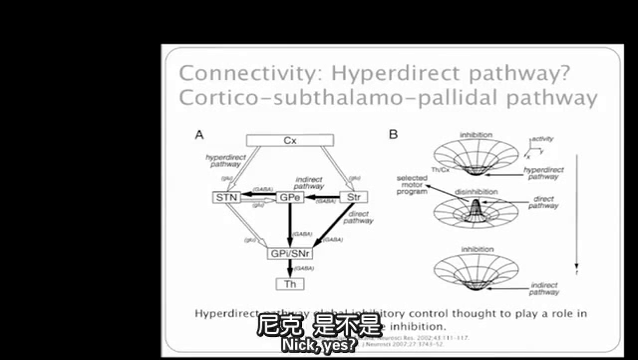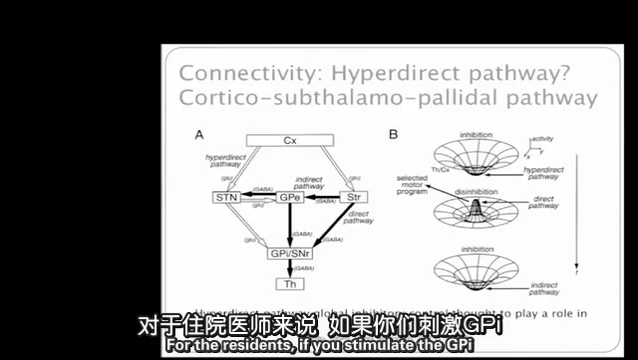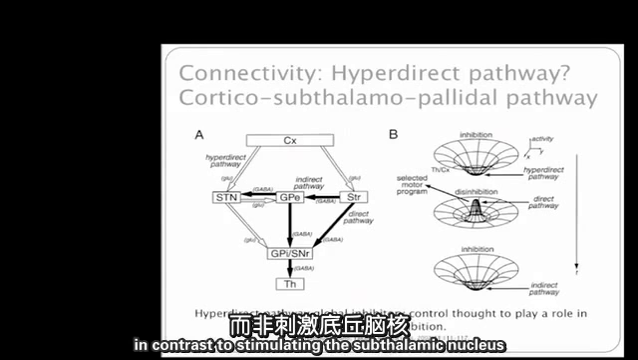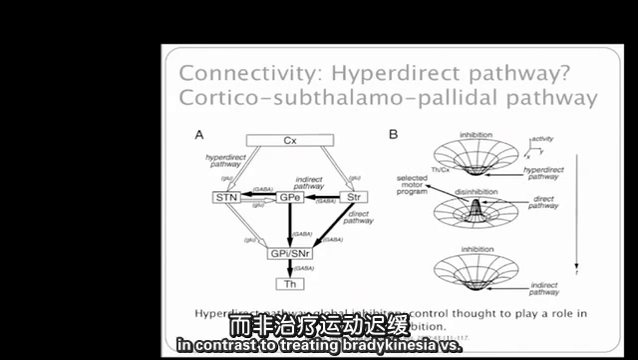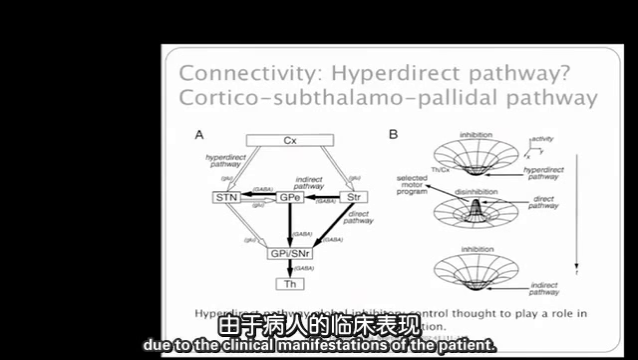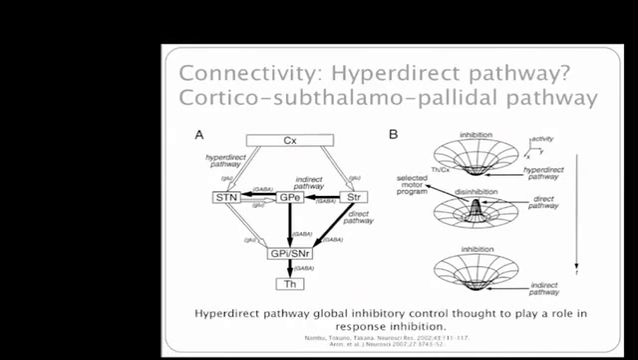Next. Yes. For the residents, if you stimulate the GPi, you're really favoring one part of Parkinson's, in contrast to stimulating the subthalamic nucleus, in contrast to treating bradykinesia versus resting tremors. Yeah. The lesion you select is specific to the clinical manifestations of the patient.